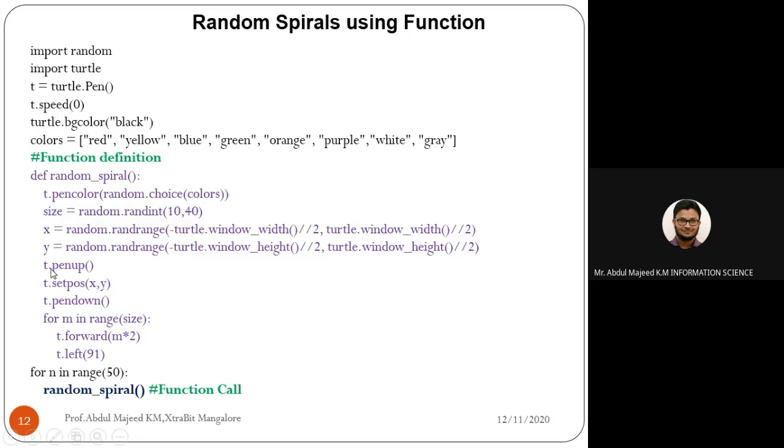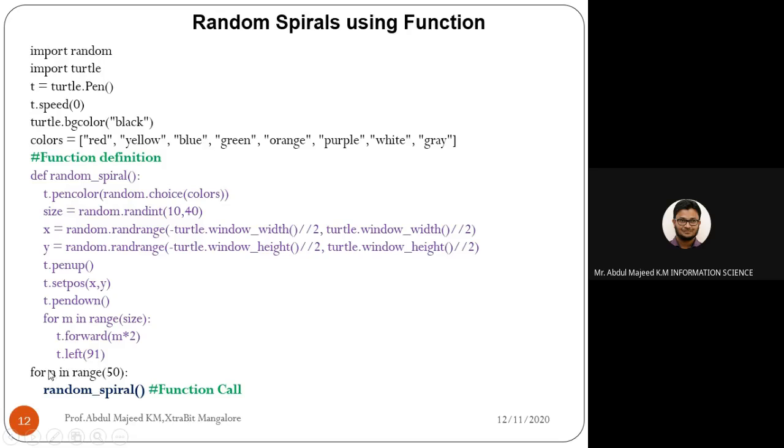Now we are calling the function t.penup, then t.setposition. So we are setting the position on the screen by using the parameters x and y. x is the x coordinate value, y is the y coordinate value. Then pen down, and draw the spiral: for m in range(size), t.forward, so move this many pixels, then t.left, turn left with an angle of 91 degrees.